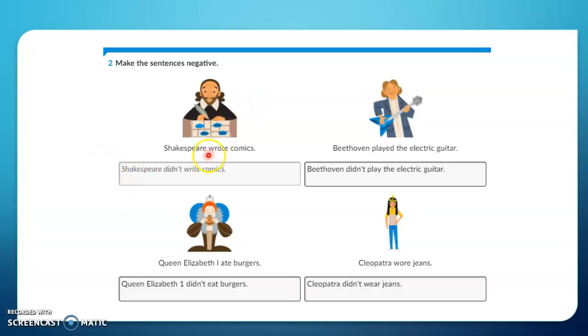I would like you to try them in your notebook by yourself. So, as I told you, Beethoven played the electric guitar. Beethoven didn't play the electric guitar. Look, the verb is in present. Queen Elizabeth ate hamburgers. The present tense of ate is eat. So Queen Elizabeth I didn't eat hamburgers. And finally, wore. The present tense of wore is wear.